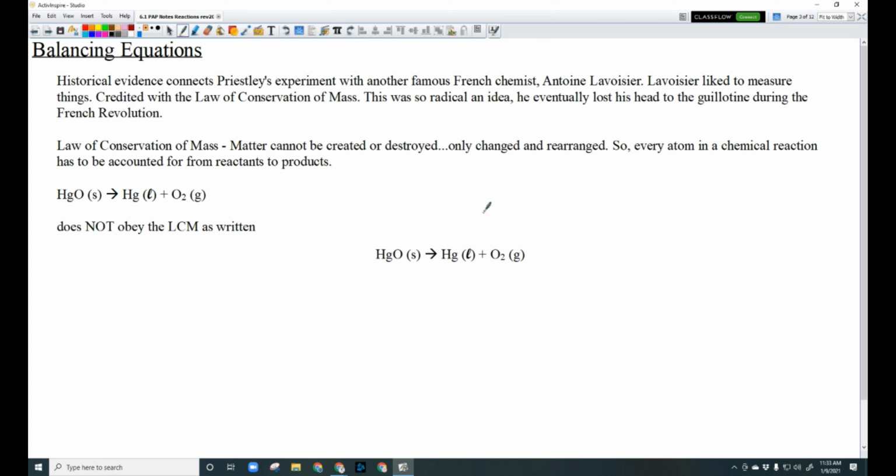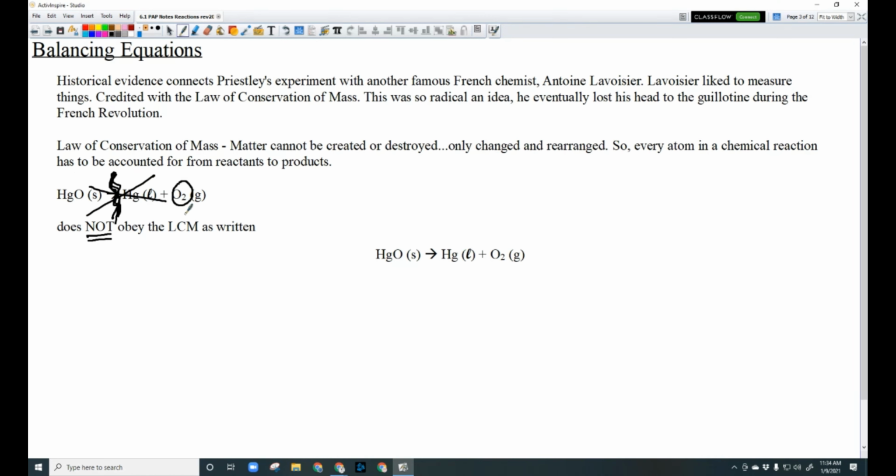Okay, so this equation as written right here does not obey the law of conservation of matter. Because for one example, here we have 2 oxygen atoms. And remember, it's the arrow that divides the 2 sides that we're looking at. So here on the product side, we have 2 oxygen atoms, where over here we only see 1. So this is not a balanced reaction.